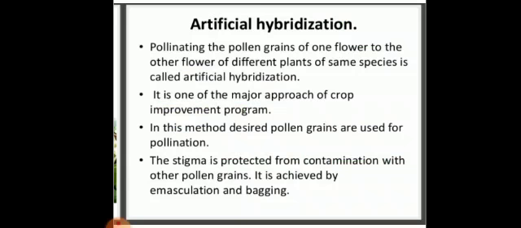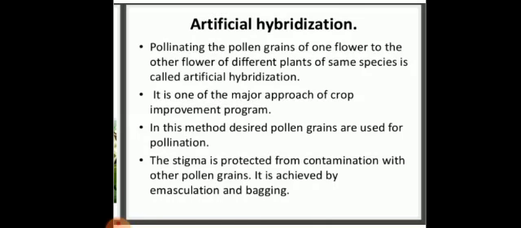The next point, artificial hybridization. Artificial hybridization is pollinating the pollen grain of one flower to another flower of a different plant of the same species. In this pollination, the pollen grain of one flower is transferred to the other flower of a different plant of the same species, and it is called artificial hybridization.